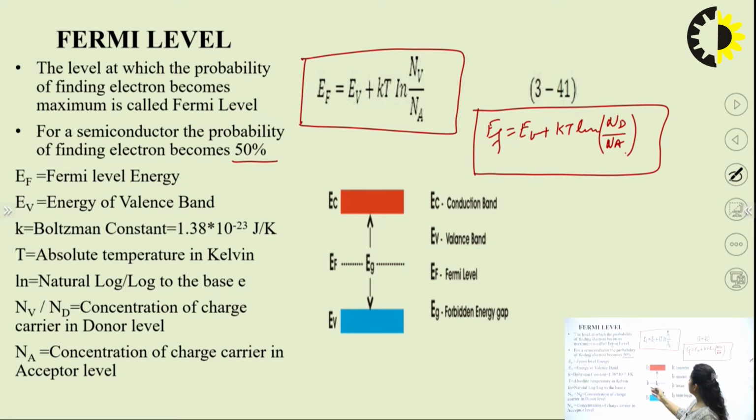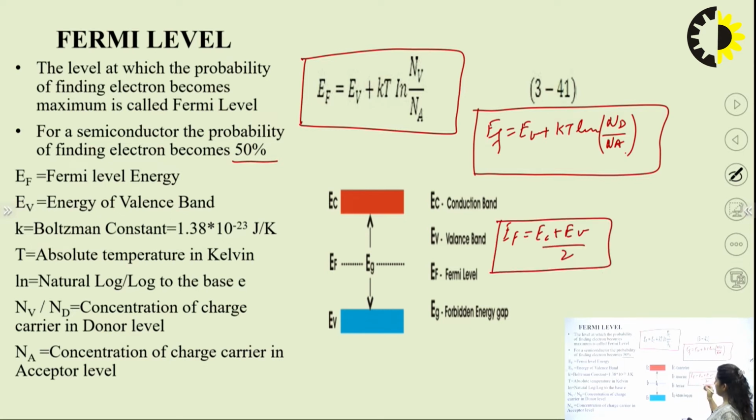So this diagram shows the Fermi level in between EC and EV. We have EF equivalent to EC plus EV by 2. It is the case for the intrinsic semiconductor, obviously, which is the pure form of semiconductor. So the Fermi level lies just in between EC and EV.